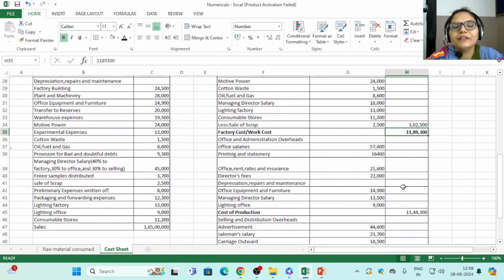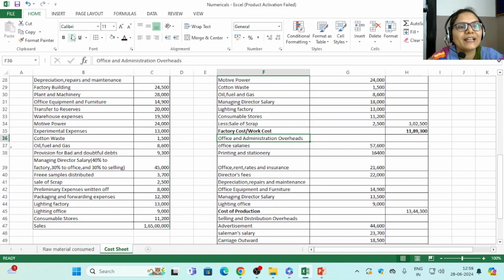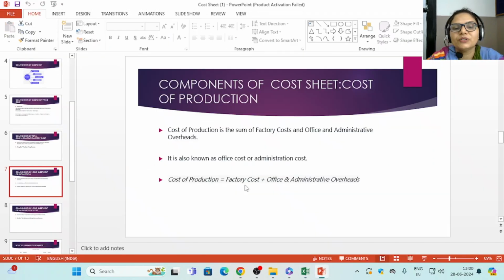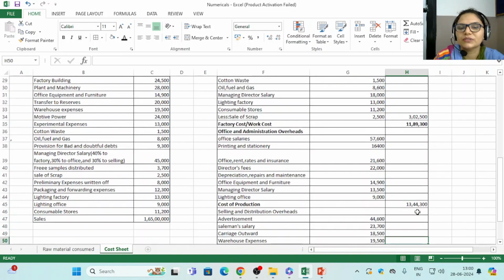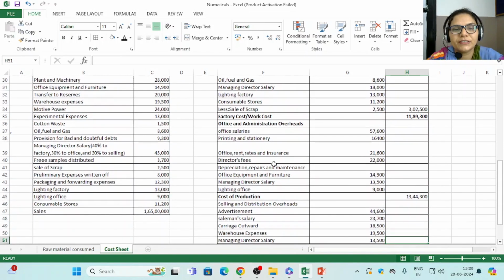After this, we will move further with office and administration overheads: office salaries, printing and stationery, office rent and rates, director fees, depreciation, repairs and maintenance of office equipment and furniture, managing director salary, lighting, office. After adding all this, we will get the cost of production. That means cost of production is equal to factory cost plus office and administration overheads. Factory cost plus all these office and administration overheads will give you the value of 13,44,300 in this question.